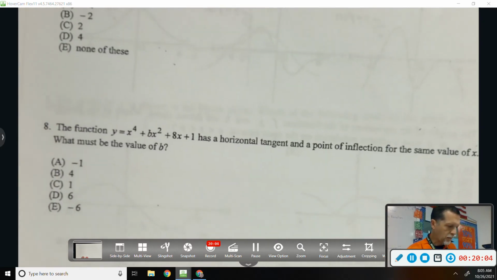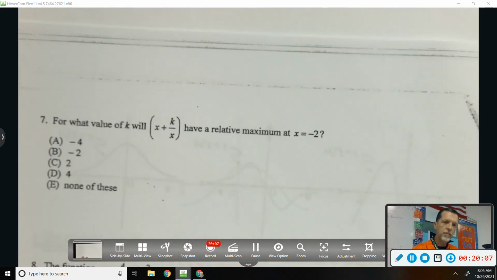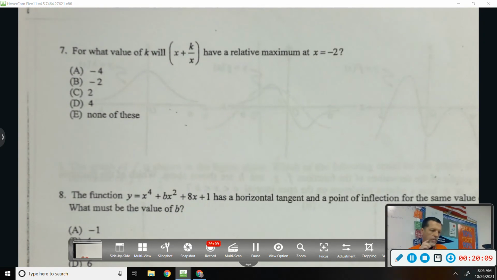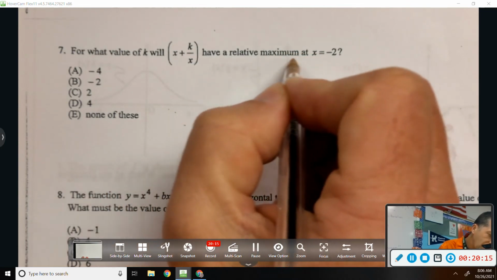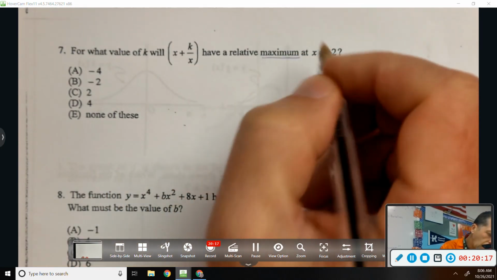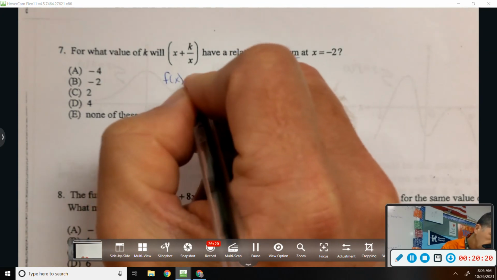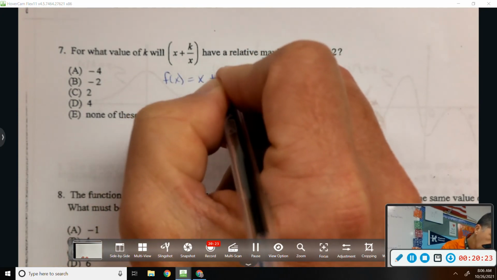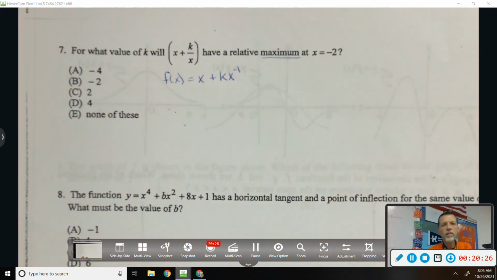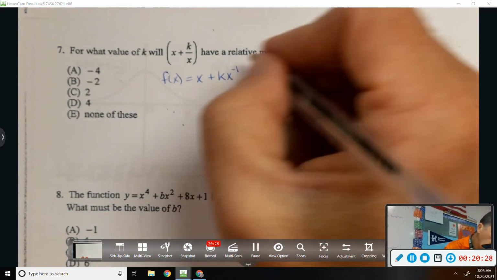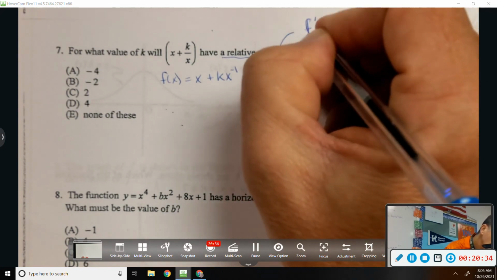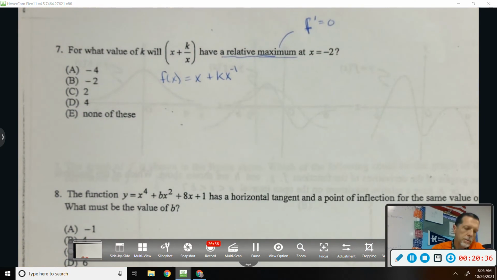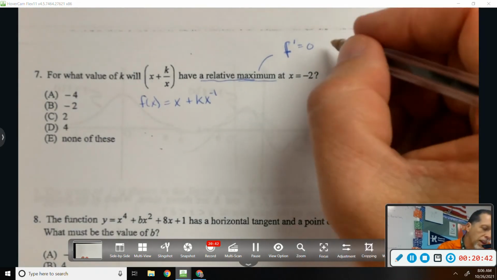Seven, 8, 9. Can you do number 7? For what value of k will x plus k over x have a relative maximum at x equals -2? I'm going to rewrite that so I can take its derivative. Let's see, a relative maximum would mean f prime equals 0. But that wouldn't be enough, right? That would have to be true, but that alone wouldn't be enough.